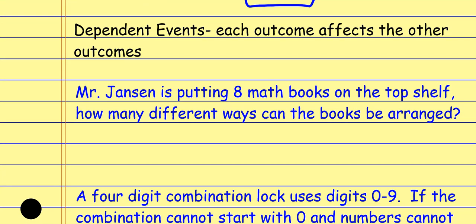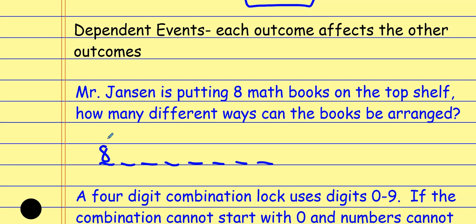For example, Mr. Jansen is putting 8 math books on the top shelf. How many different ways can the books be arranged? All right. So again, I've got 8 slots available for my math books. And so I have 8 math books laying here. So I have 8 options for that first slot. So I have 8 options for this one. So let's say I take my Algebra 1 book or my Algebra 2 book and I stick it there, right?